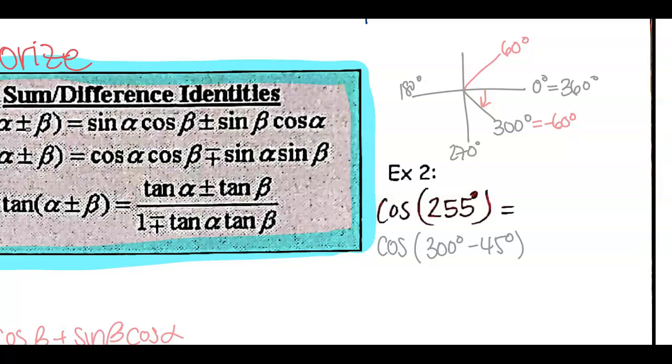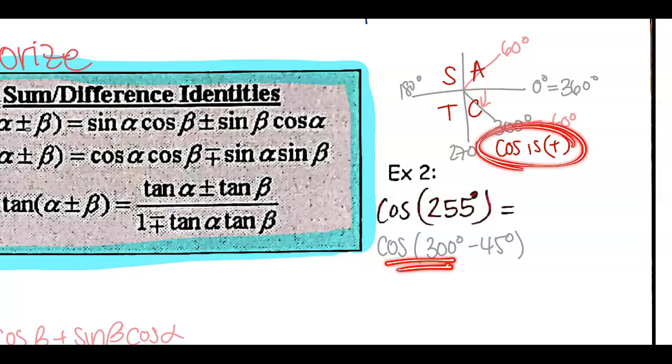In quadrant 4, what sign is cosine? If you think of all students take calculus, cosine is positive. That means that when you plug in your values for cosine of 300 degrees, which is what we're eventually going to have to do, and even sine of 300 degrees, you want to make sure that you include cosine specifically as a positive. So let's go ahead and look at our formula.